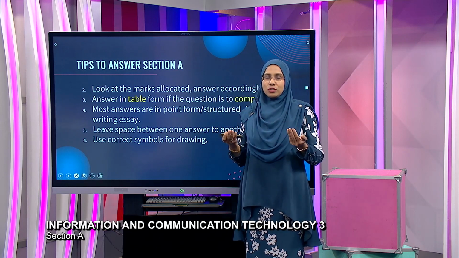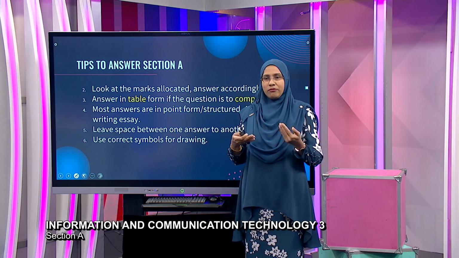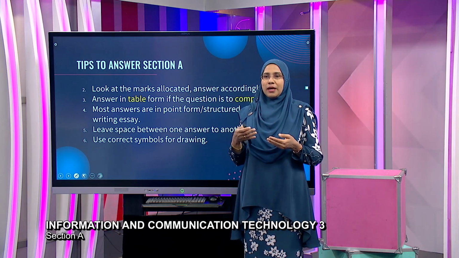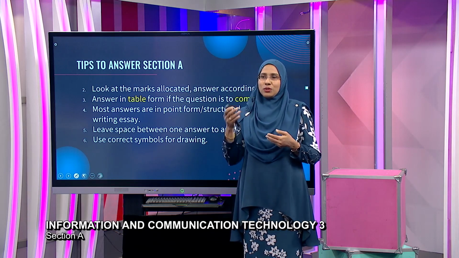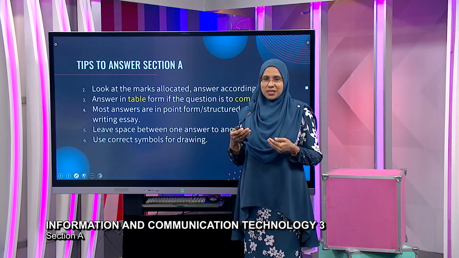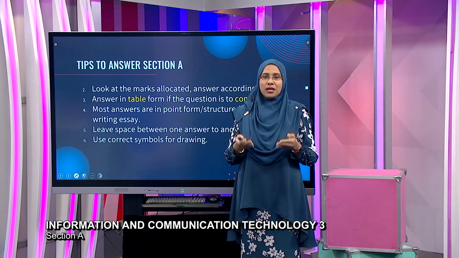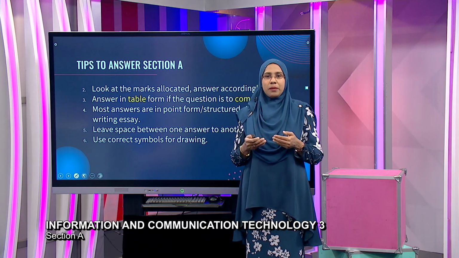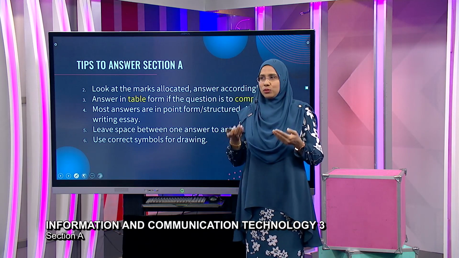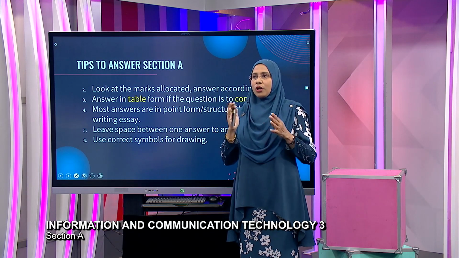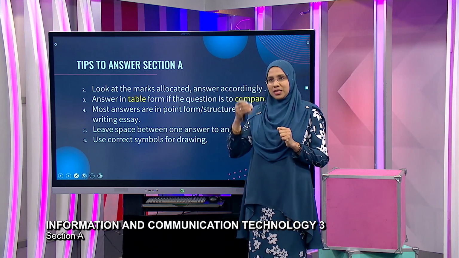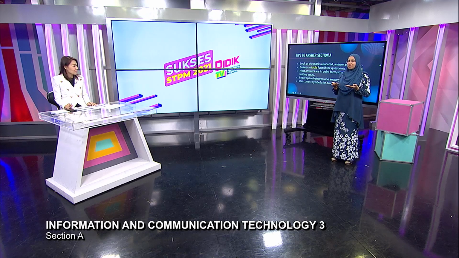Because you can ask for paper if you have finished using all the pages. So don't try to jimat. You can ask for paper, so leave space. Maybe for your information, ICT paper will be marked online. So your paper will be scanned and then sent to the examiner, and they will mark online. So if your work is messy, maybe the examiner cannot see your answer clearly, properly.